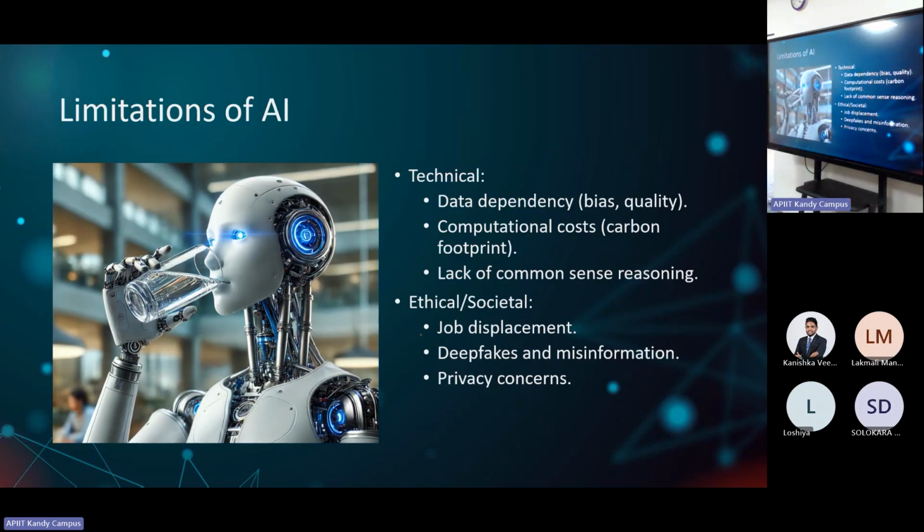Computational cost. How much? Okay, I'll just ask you. Let's say you want to write a 100-word email or document or something like that. You ask ChatGPT to do it. What is the cost for you?